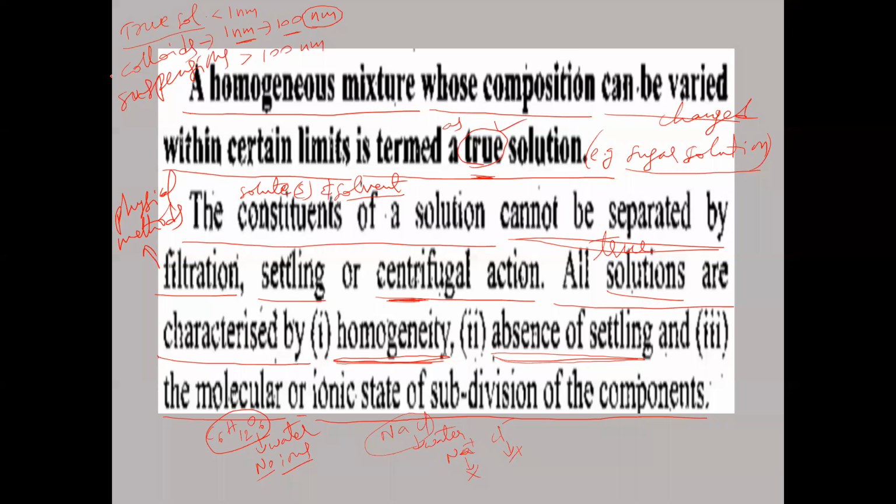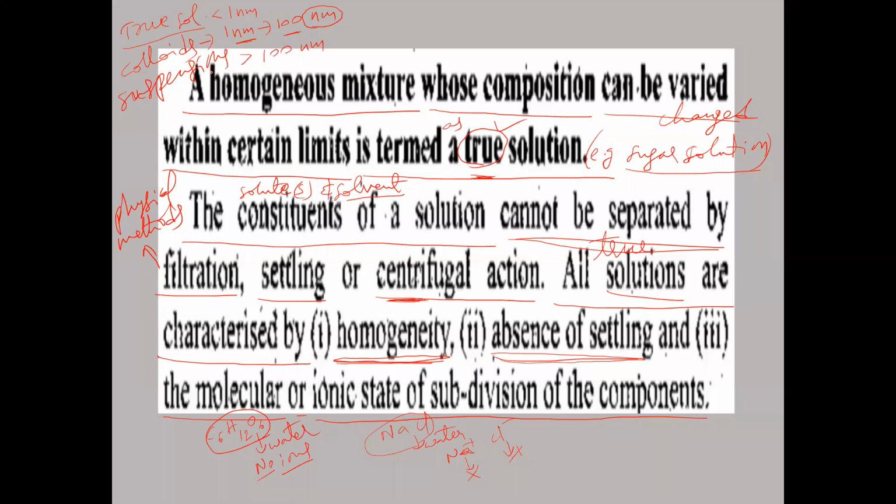Now, colloids and suspensions. Colloids and suspensions are both what? Heterogeneous mixtures. Suspensions and colloids are together called heterogeneous mixtures. What is the meaning of a heterogeneous mixture? When the solute and solvent particles, the constituents, are not thoroughly mixed with each other in the given mixture, that can be called a heterogeneous mixture. Examples: colloids and suspensions.